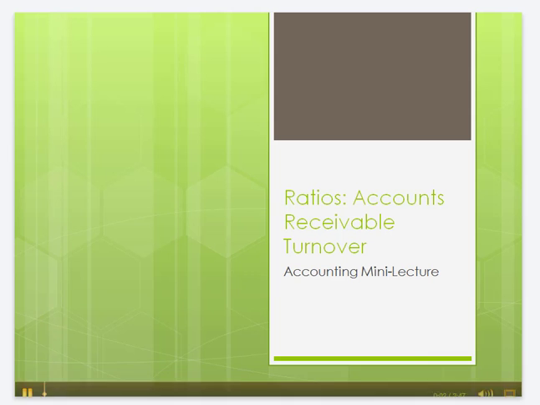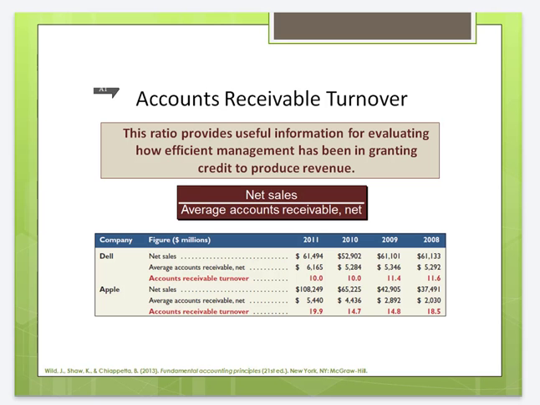This accounting mini lecture covers accounts receivable turnover. Accounts receivable turnover basically tells us the number of times that we are able to turn over or collect our accounts receivable within a given year. The simple formula for accounts receivable turnover is net sales divided by average accounts receivable.